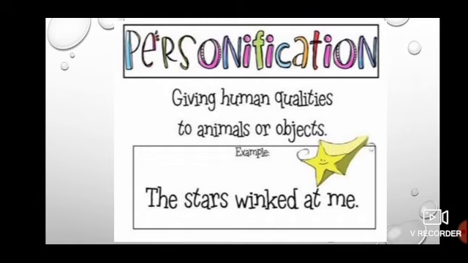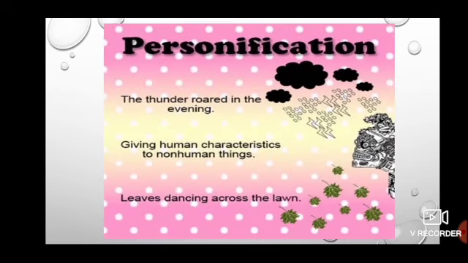Okay. So what happens here in the example? The stars winked at me. See, some more examples. The thunder roared in the evening. The thunder, the storm. Giving human characteristics to non-human things.